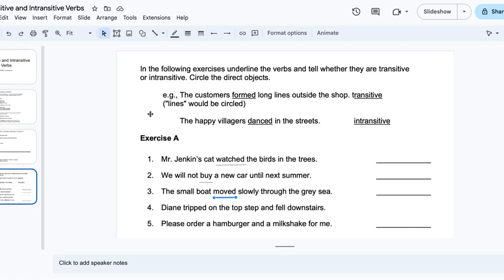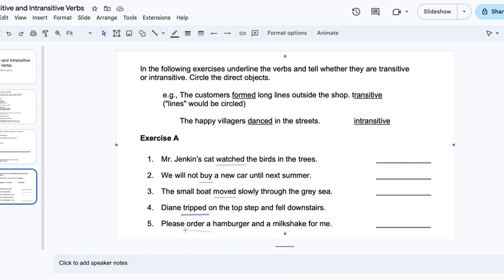Diane tripped on the top step and fell downstairs. I would underline the verb tripped, and then I'd ask myself, who or what did Diane trip? And there's no answer to that question. We might be able to answer where because she tripped on the top step and fell downstairs, but we can't answer who or what.